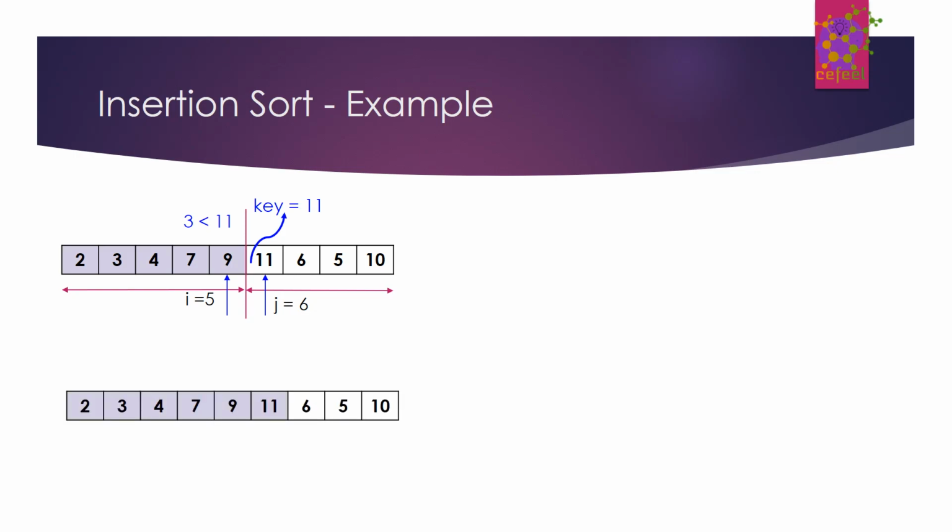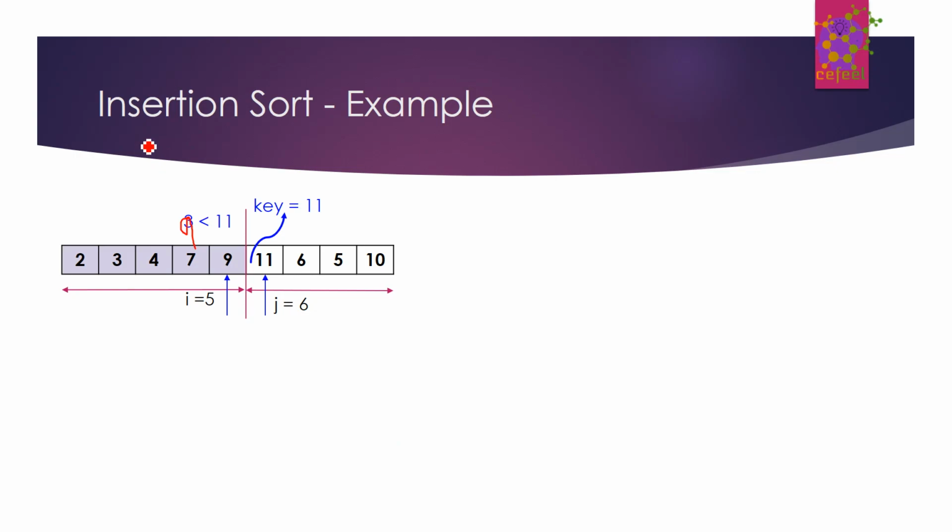this iteration will end, because this should be 9 here. First we compare 9 with 11, and 9 is less than 11. Since 9 is less than 11, we no need to push 9, and in fact our iteration, or the inside while loop, will break here, which means we don't need to do any swaps here. So inside while loop is broken.